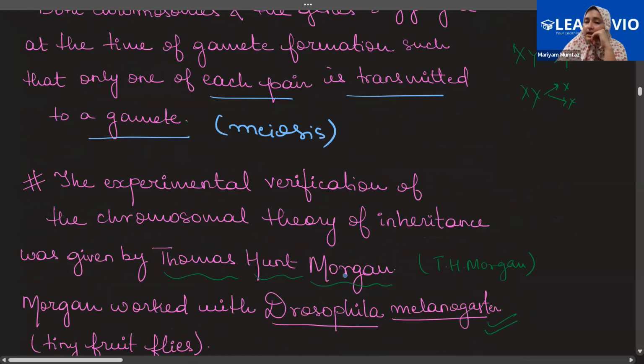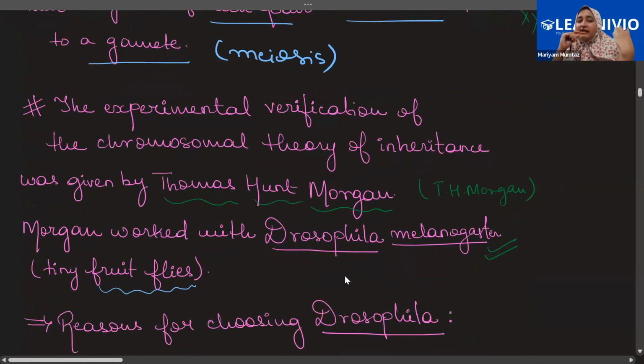All right. Now, this was the theory of chromosomal inheritance, right? But again, as I told you, no theory is valid without proof. So the experimental verification of the chromosomal theory of inheritance was given by T.H. Morgan, Thomas Hunt Morgan. And he worked with Drosophila melanogaster, the scientific name of the fruit flies, because he wanted to explain the theory of inheritance.